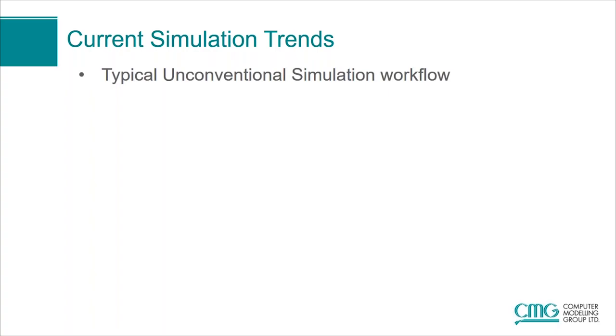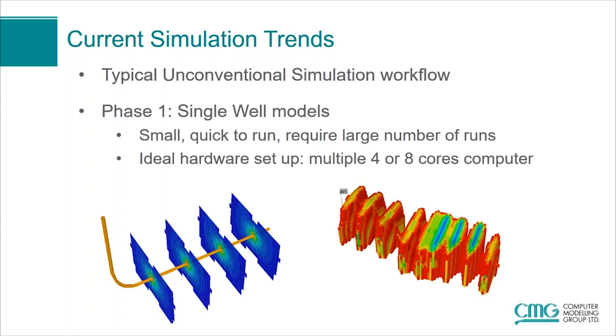In a typical unconventional workflow, we see 3 phases. So the first phase is the single well models, right? These allow you to study individual well characteristics, the actual fractures themselves, so the fracture length, the fracture width, the fracture conductivity, right? And you can also study and characterize the reservoir near the wellbore. So these models are fairly small, they're quick to run. You do have to run a large number of them just because of the different number of wells you're dealing with. But because they're quick to run, the ideal hardware setup for this is typically multiple 4 or 8-core computers. You don't have to spend all the money on those big, massive computers for these runs.